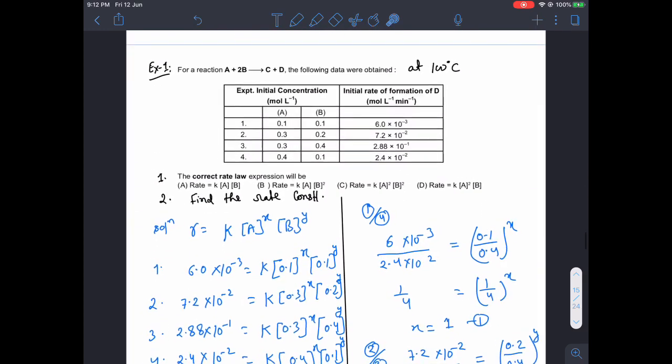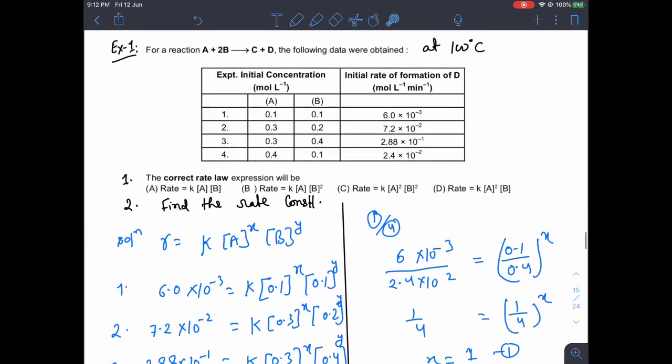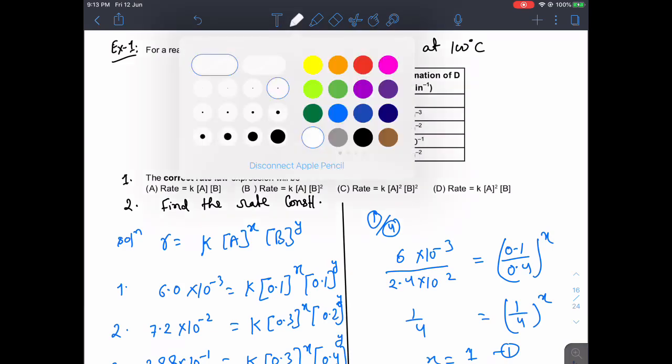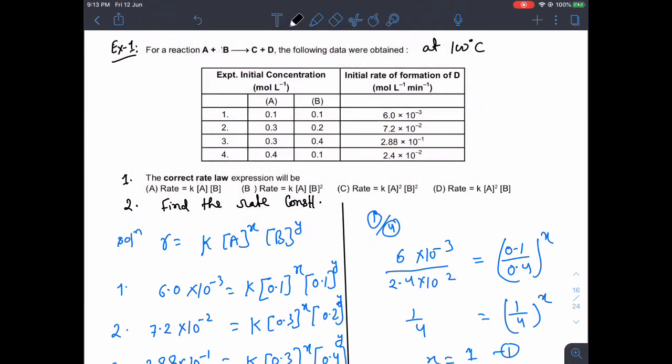Okay, so in an experiment which is carried out in such a way that A plus, suppose it is A plus 3B. I just changed the stoichiometry. So A plus 3B forming C plus D, the following data were obtained at 100 degrees. Right, temperature is also very important. Why? Because if you change the temperature, the rate constant will change. There is a possibility that even the way the reaction is going on may also change.